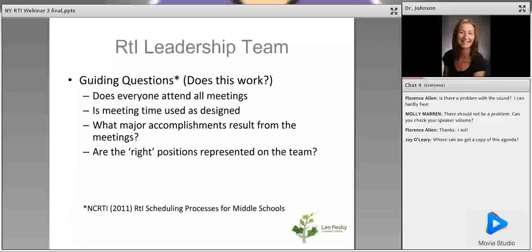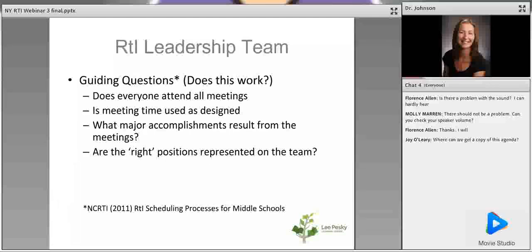And again, that's where the agenda becomes really helpful, and it also serves as a really nice ongoing record so that as you have turnover in who constitutes that leadership team, you have a nice historical record and documentation of the process to date. Okay, you know, are we actually accomplishing anything, or are we meeting just because someone said we needed an RTI leadership team and we're meeting?